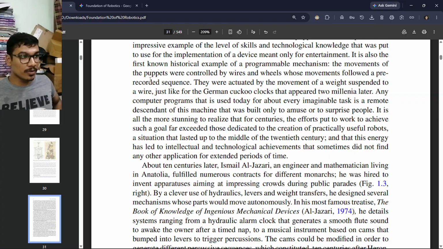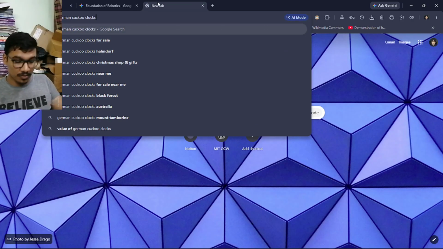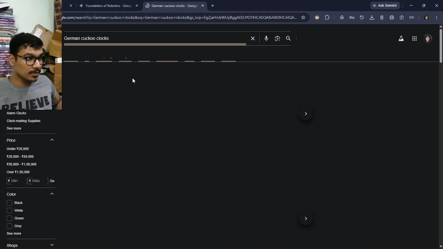It is also the first known historical example of a programmable machine. The movements of the puppets were controlled by wires and wheels, whose movement followed a pre-recorded sequence. They were actuated by the movement of a weight suspended on a wire, just like cuckoo clocks, German cuckoo clocks that appeared 2 millennia later, meaning 2,000 years later.